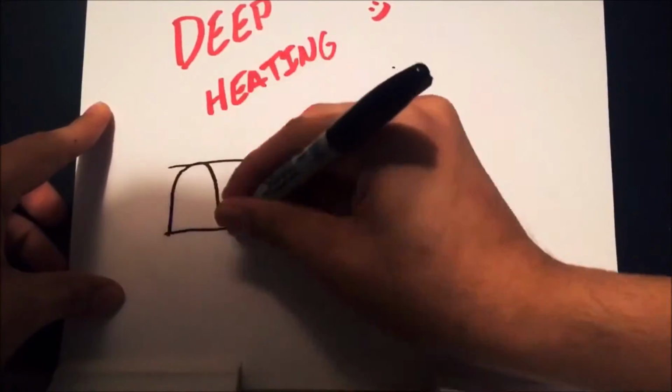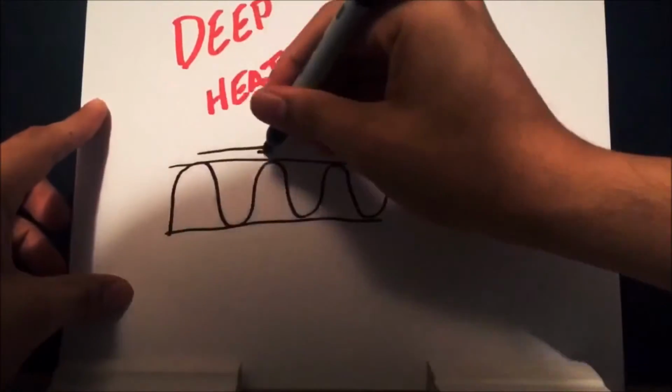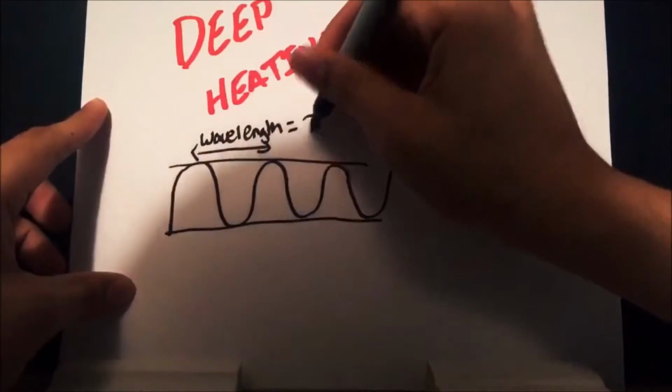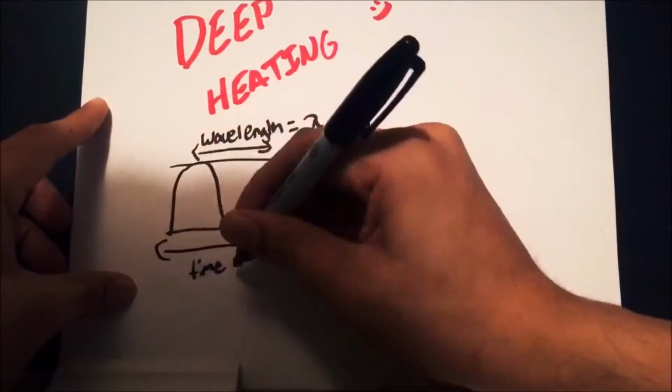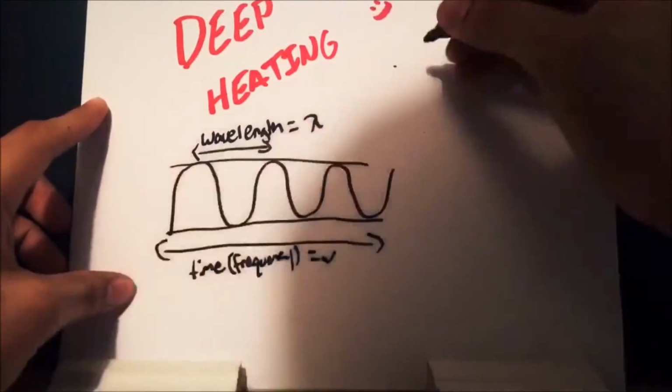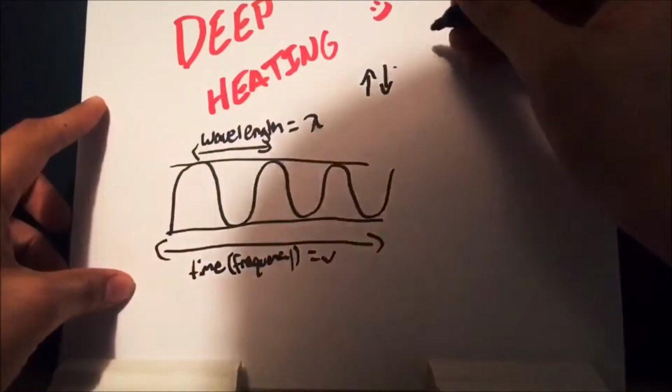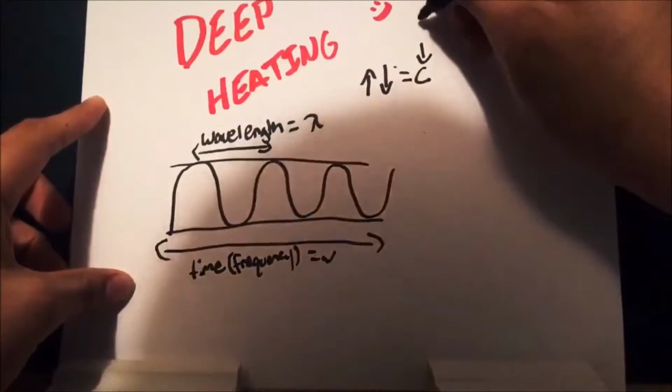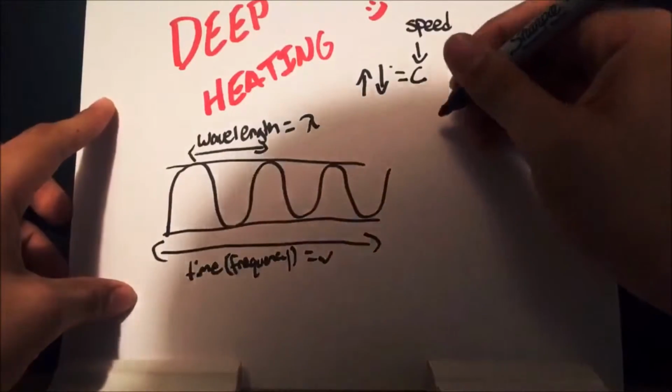Now, this is a wave. The distance between two peaks is a wavelength, and that distance is directly related to the time or frequency between them. These two have an inverse relationship. If one goes up, the other goes down, always moving at a constant. That constant is the speed of sound.